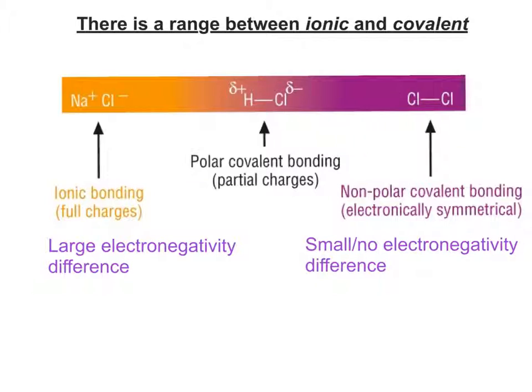So if a molecule or a lattice has a large electronegativity difference between the individual ions, then it's going to be ionic, or fully ionic bonded. So in terms of charges, the sodium would be fully positively charged and the chloride ion would be fully negatively charged. What would happen in the middle between hydrogen and chlorine is the chlorine is more electronegative, so the electrons will tend to sit a bit closer to the chlorine, giving the partial positive and partial negative charges. So that's called polar covalent.